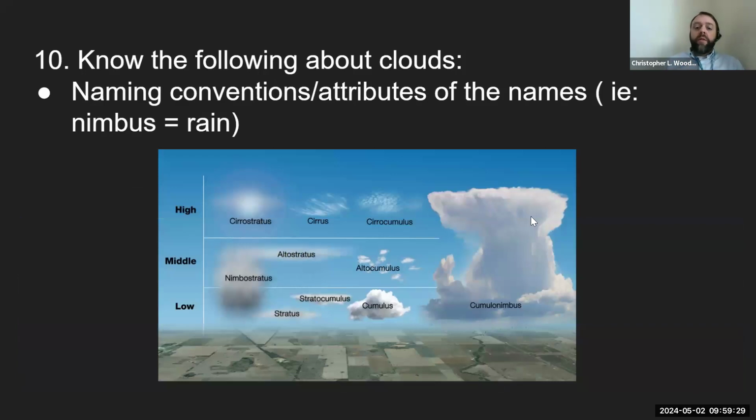The naming convention for clouds, just know the main three. Cirrus means wispy, high level. Stratus, your flat ones, and they can be mid or low level or high level, but stratus just means flat. And then cumulus means puffy.